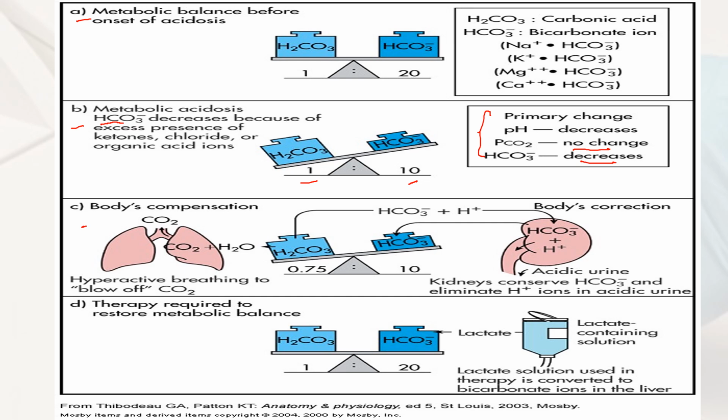So because of that, what happens here? They are trying to reduce the carbonic acid. Kidneys conserve bicarbonate and eliminate the H plus ions in acidic urine. Then treatment. The treatment option is a lactate containing solution, which is used in therapy to convert to bicarbonate ion in the liver. That is how they manage the metabolic acidosis.